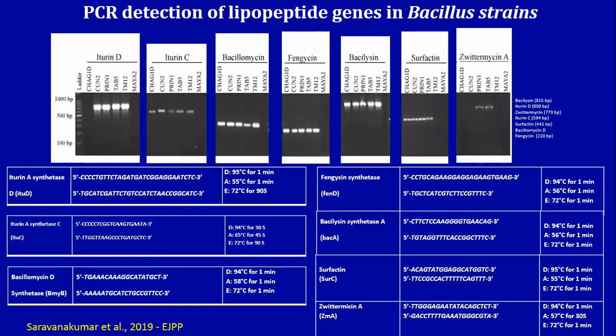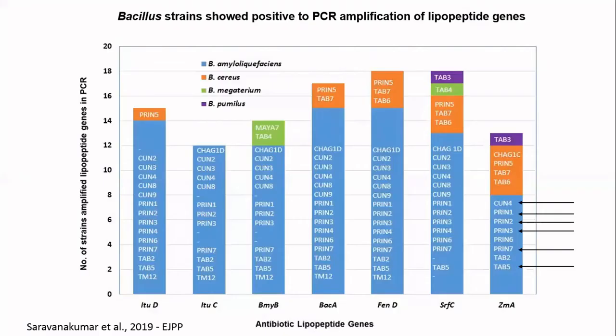We saw that out of these 47 strains which we tested, most of the Bacillus amyloliquefaciens strains possess iturin C and D, whereas in the case of bacillomycin and bacillicin, some of them do not have them. Here, the blue color indicates all Bacillus amyloliquefaciens strains, the green is Bacillus megaterium, the purple is Bacillus pumilus, and the orange is Bacillus cereus.